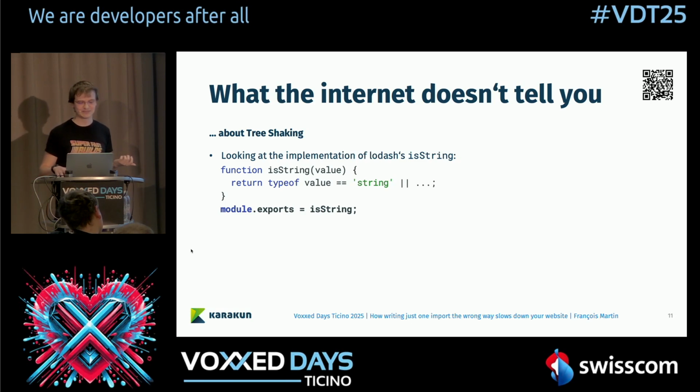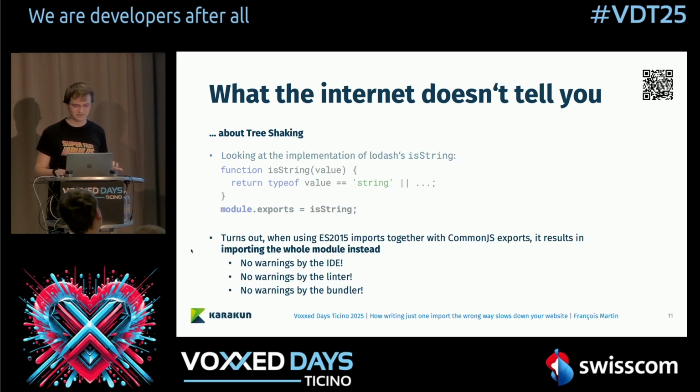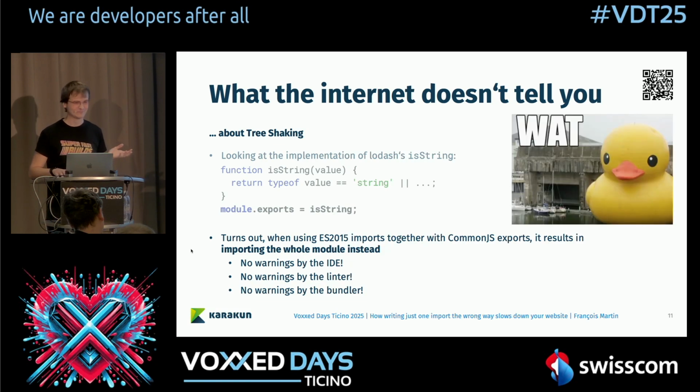So looking at the implementation of Lodash's isString method, this is how it looks like. And we can see it uses the old CommonJS style exports here, which I mentioned cannot be tree shaken. But that's not really all. What's worse is that it turns out that when you use 2015 imports together with CommonJS exports, then this results in the whole module being imported instead. And you don't get any warnings by the IDE, no warnings by the linter, no warnings by the bundler, nowhere. This just happens. So, what?